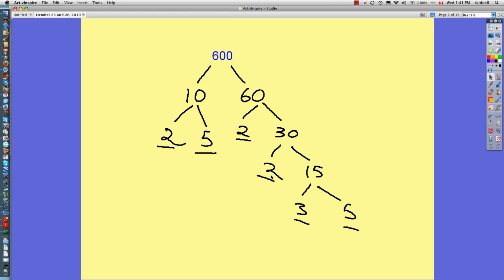30 breaks down into 2 times 15, and 15 breaks down to 3 times 5. So you have 2, 5, 2, 2, 3, and 5. And these are prime factors. This becomes helpful quite quickly as we talk about greatest common factors.